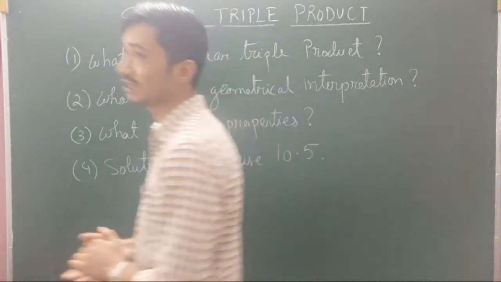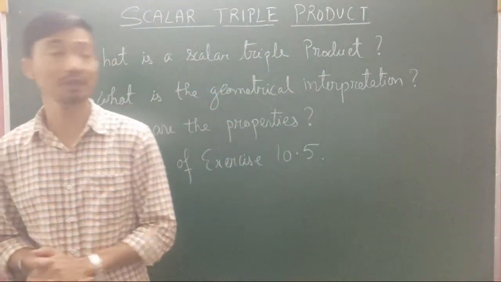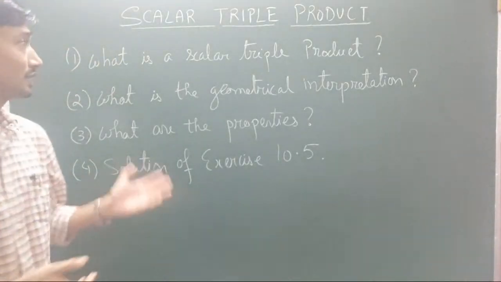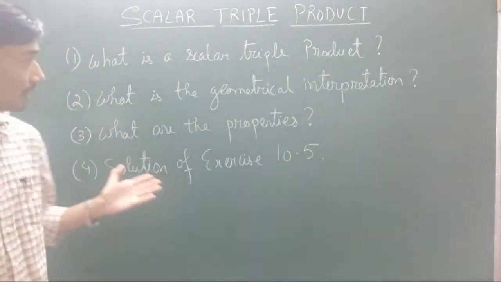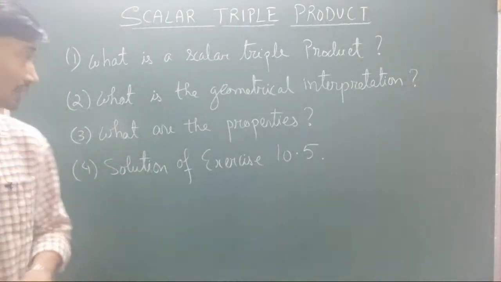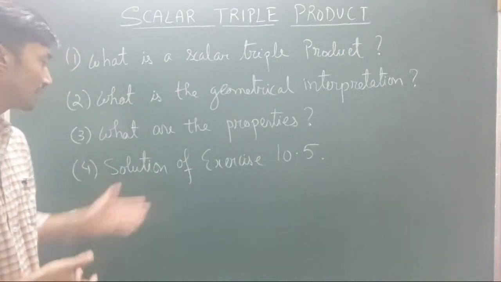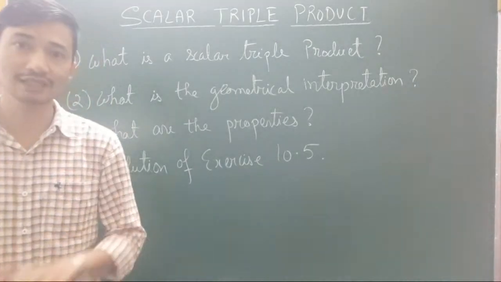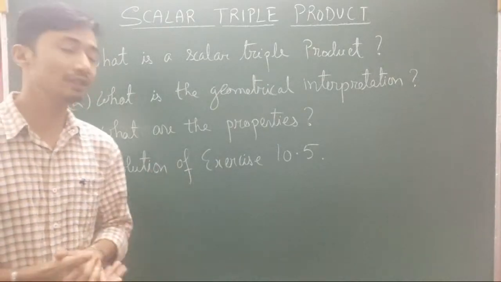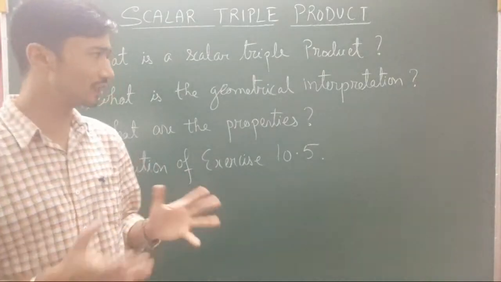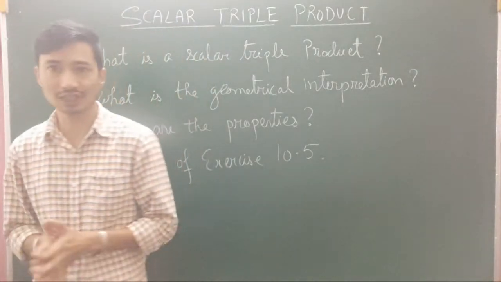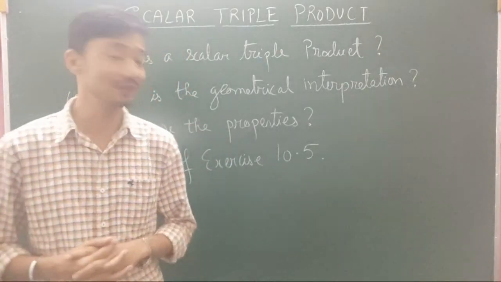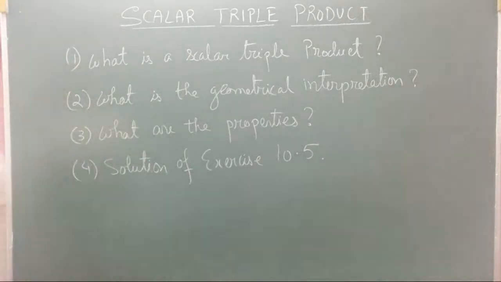Once again, welcome back, each and every one of you. This will be the last exercise of chapter 10, the scalar triple product. Today in this video, we are going to learn what a scalar triple product is, its geometrical interpretation, its properties, and finally we will go to the solution of exercise 10.5. The exercise is a very small exercise, so we'll try to sum all this up in just one video today. Don't worry, it's not going to take a very long time. All right then, let's begin.